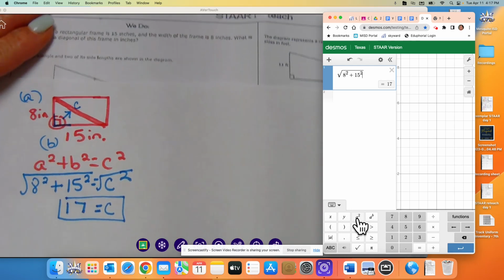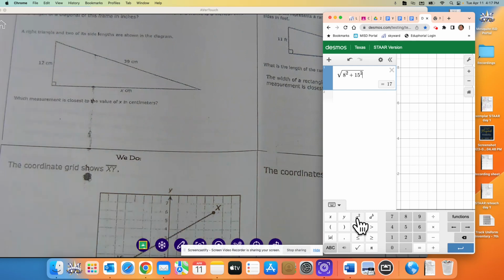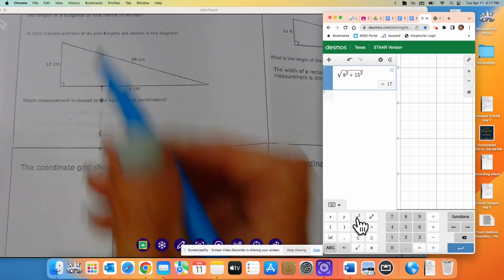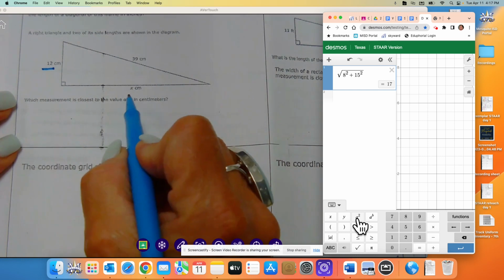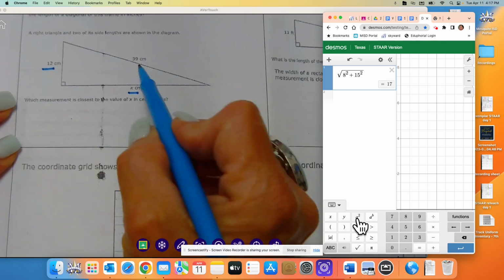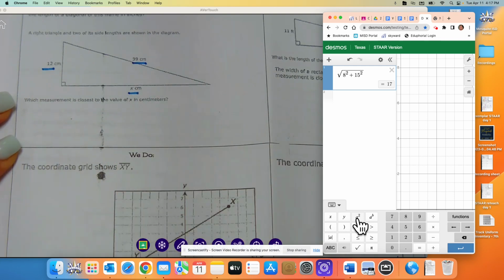Now, let's look at the next question. Okay. They have a picture drawn for us, and they tell us it's a right triangle, and they show us the side lengths. We have 12, and we have X. We don't know what that is. They give us the diagonal, which is 39.